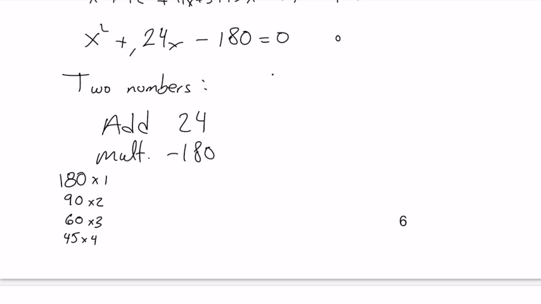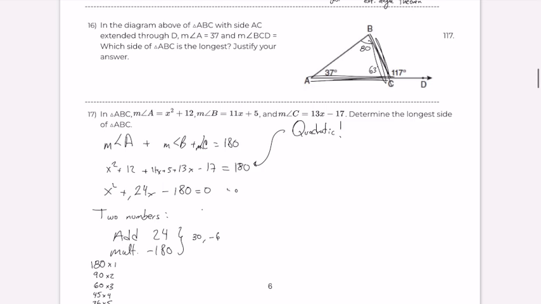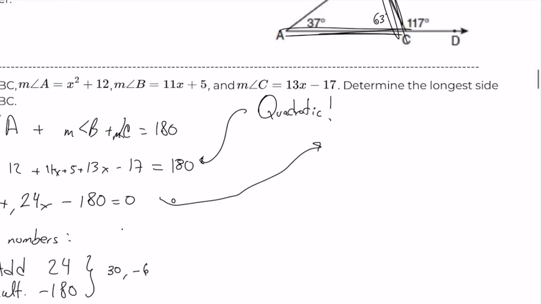Is 180 divisible by 5? I believe so. 31 or 41. Now, what about 6? 30 times 6 is 180. If I subtract them, yes, 30 minus 6 is 24. So the two numbers that I'm looking for are 30 and negative 6. So I can rewrite this equation as x plus 30 times x minus 6 equal to 0.